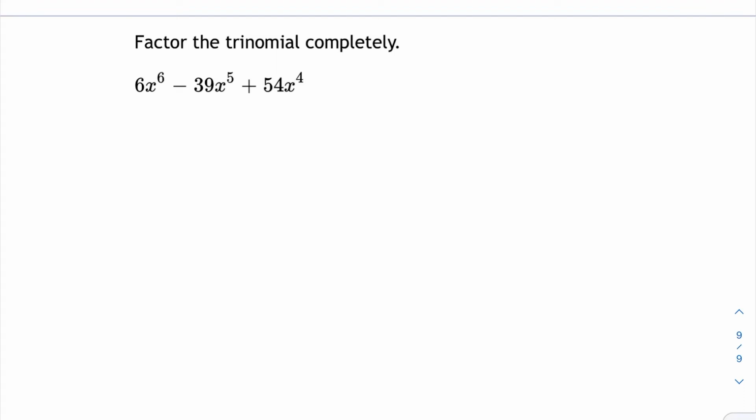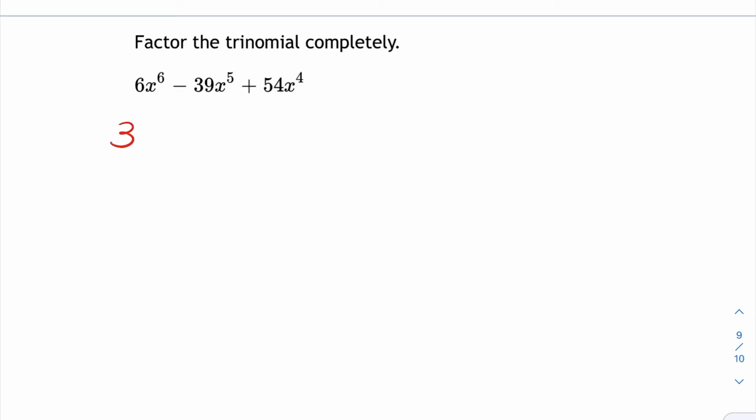Factor the trinomial completely. 6x to the 6th minus 39x to the 5th plus 54x to the 4th. Well, the first thing we want to do is factor out the greatest common factor. And in this case, the largest number that goes into 6, 39, and 54 is 3.